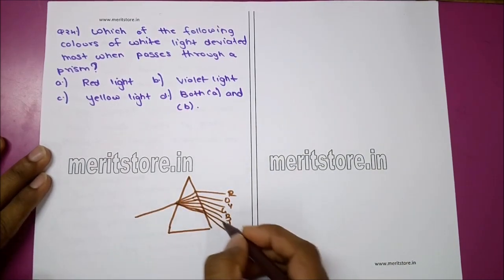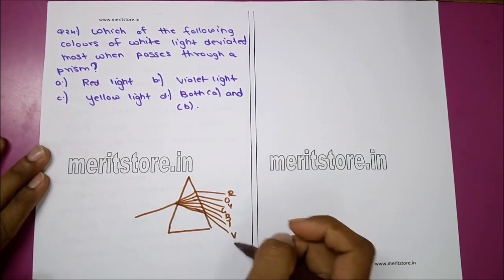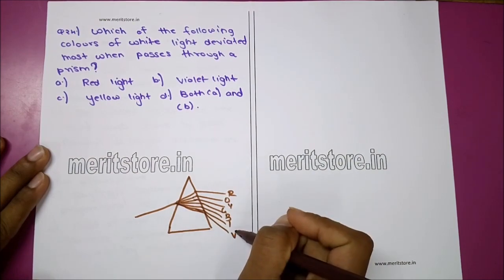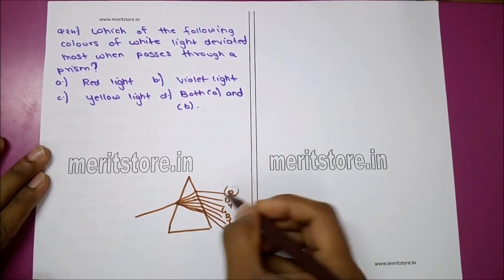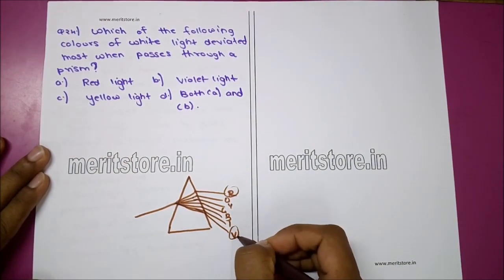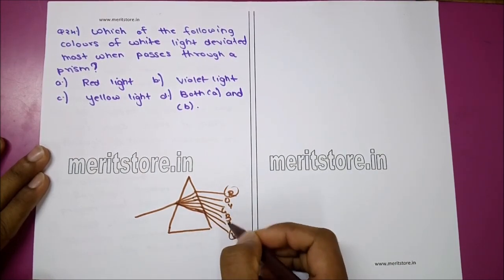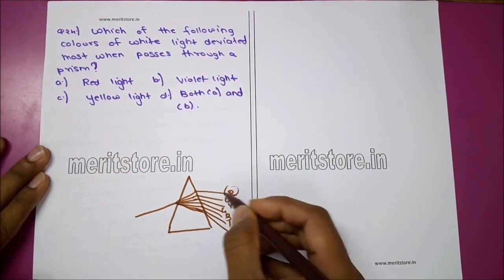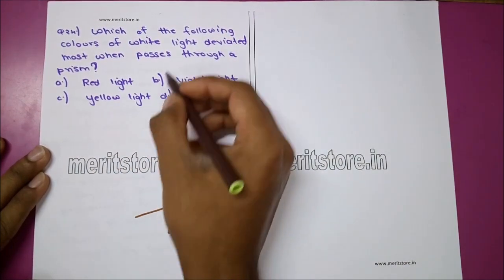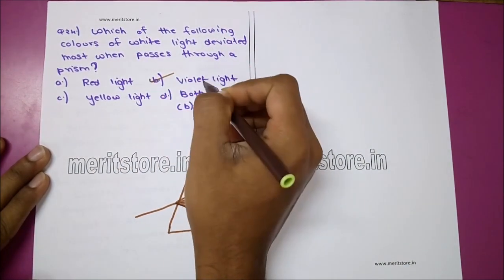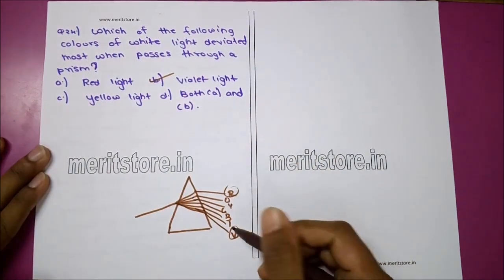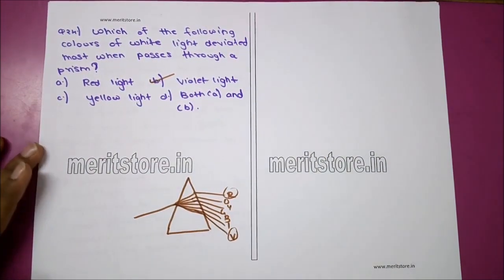As we can see, since the speed of the violet component of the light is slower as compared to red, the violet part of the spectrum is deviated much more as compared to the red. Hence, option B, violet light, which deviates the maximum, is the correct answer.